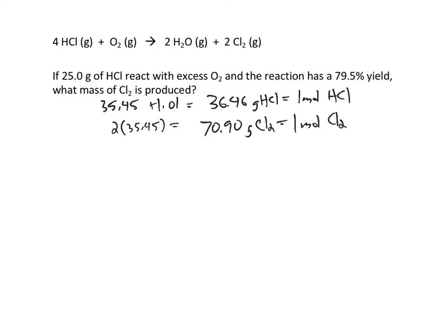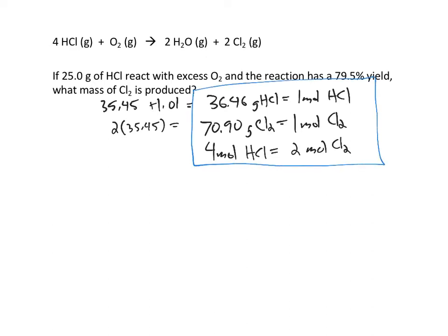And then our stoichiometric ratio is 4 moles of HCl will give us 2 moles of Cl2. So these are the conversion factors I need. So now we can do the stoichiometry.